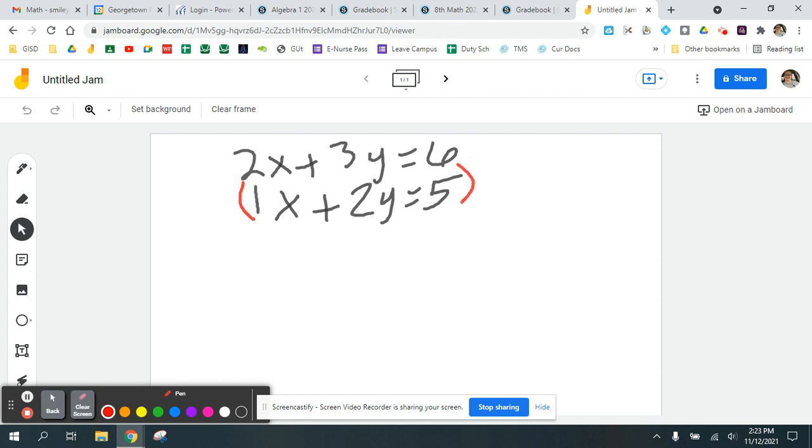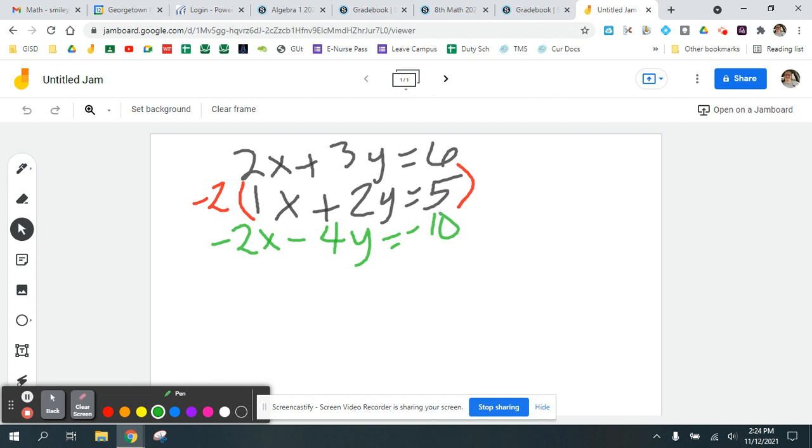You can multiply the top equation or the bottom one, depending on what you want to cancel first. But I'm going to multiply the bottom one by a negative 2 so that my x's will cancel. So in the end, I have negative 2x minus 4y equals negative 10.